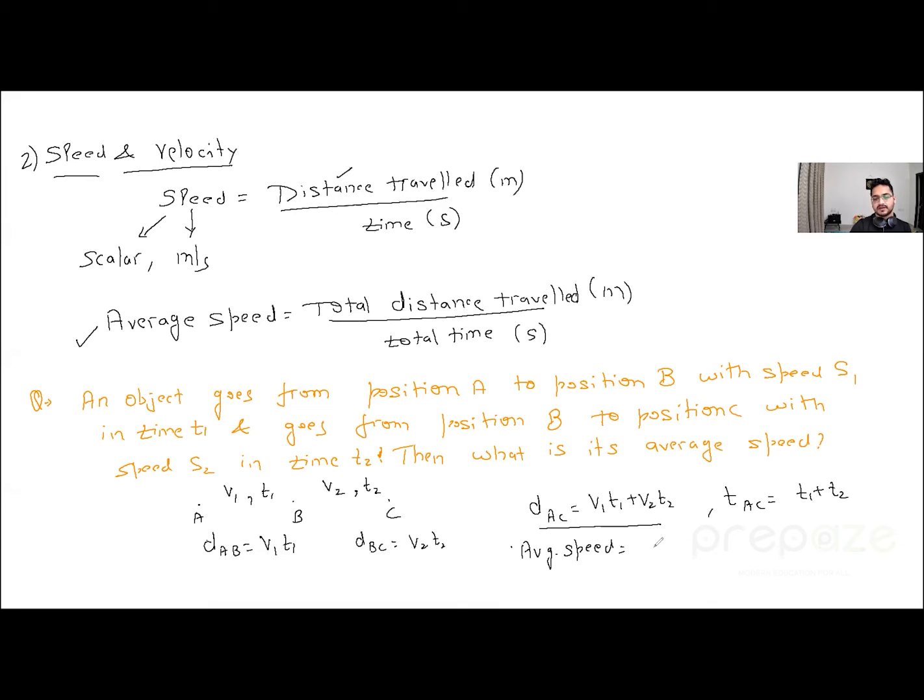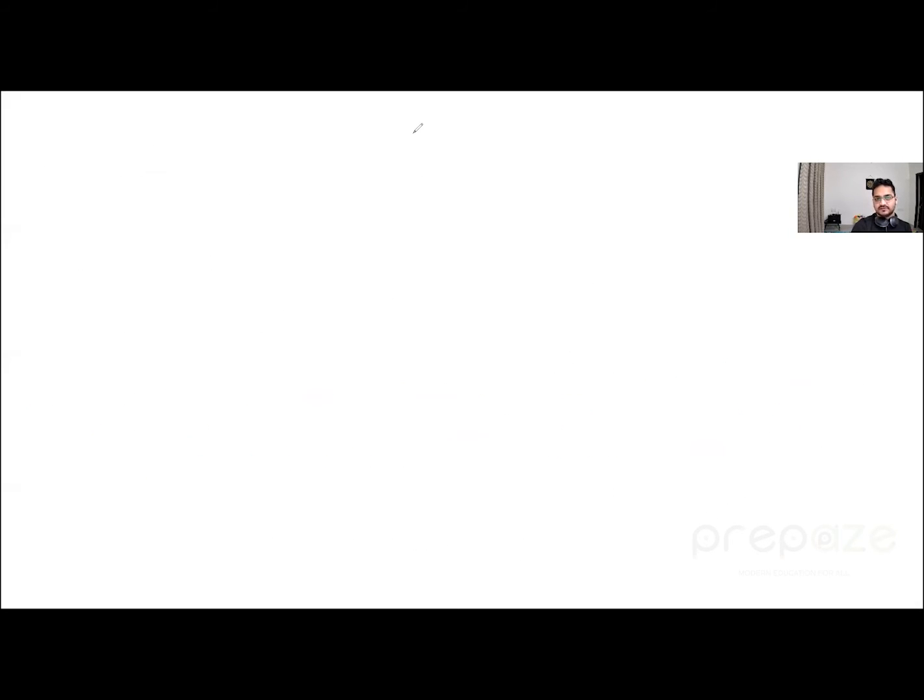Average speed will become now total distance, which is V1 T1 plus V2 T2 over T1 plus T2. That is the average speed. So this is how basically we find the average speed. There are a lot more questions which can be framed, and a lot of questions are basically asked from this basic concept. Now the next thing which comes in this is velocity.